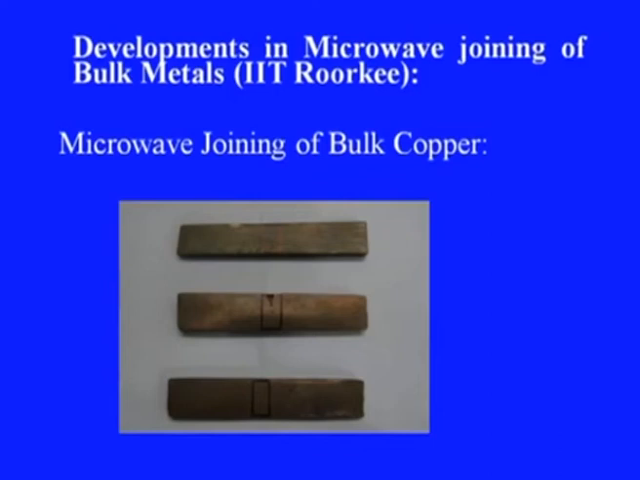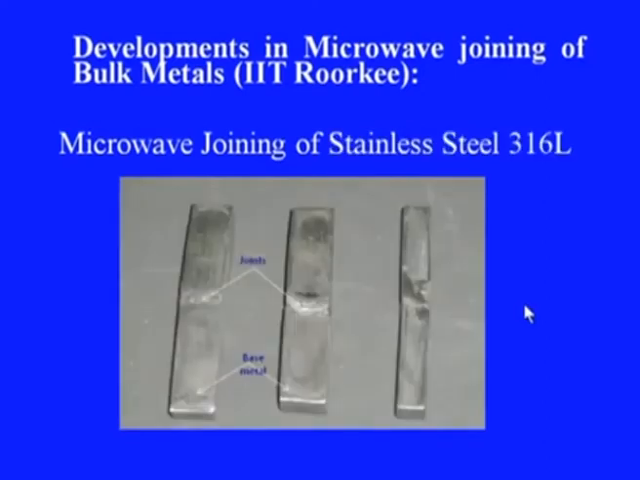The microwave joining of bulk copper has been carried out, microwave joining of steels has been carried out, stainless steel to mild steel has been carried out and so on. On the screen, some specimens are being shown. These are plates of copper being joined using microwave radiation. We can see some specimens being joined by microwaves using stainless steel materials. So, these are stainless steel plates, they are being joined here.